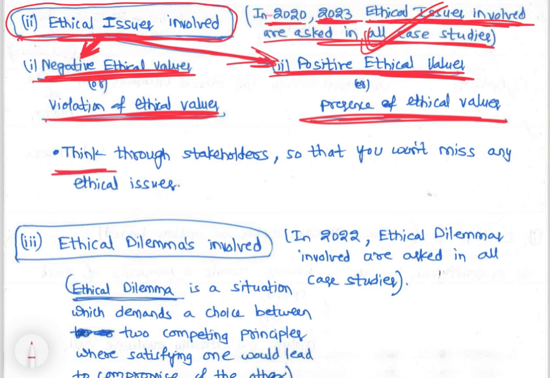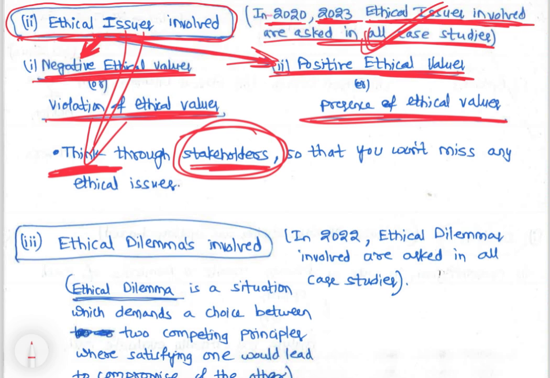Then think through stakeholders so that you won't miss any ethical issues. To think of ethical issues, think through the stakeholders. We will discuss that while discussing these cases. Then the third type of case studies is ethical dilemmas involved.